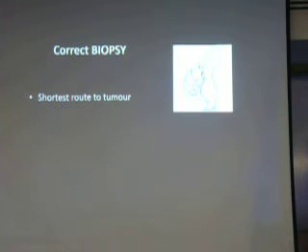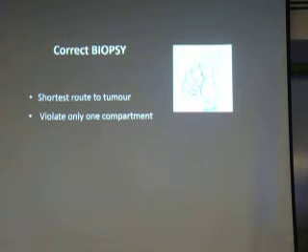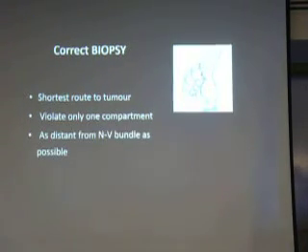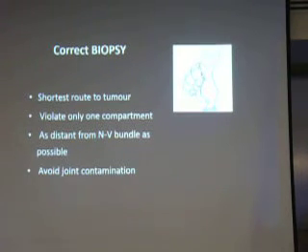So from the skin, take the shortest route to the tumor, and avoid the extensor mechanism. So avoid the anterior compartment in the distal femur and avoid the patellar tendon in a proximal tibia. You should violate only one compartment. Don't violate multiple compartments. You should be as far away from the neurovascular bundle as possible, and as far away from the joint as possible. Even if you say these 4 or 5 things, it is good enough.